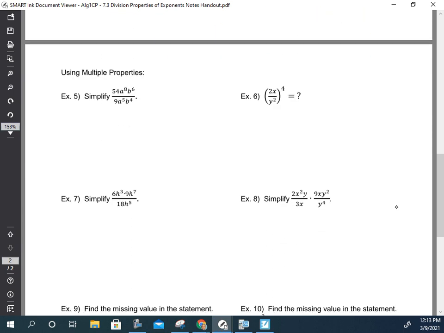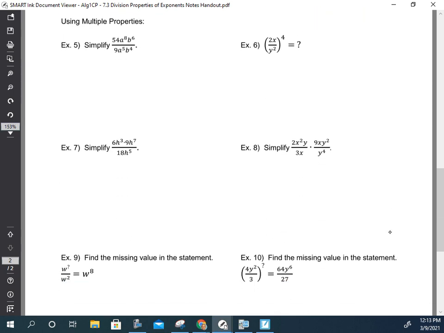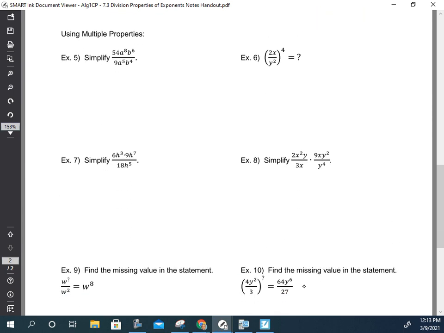All right. So let's look at these next 4 examples. Now we kick the degree of difficulty up a little bit. So we either have more variables, or we're using more than one property, we kick the level of difficulty up a bit.